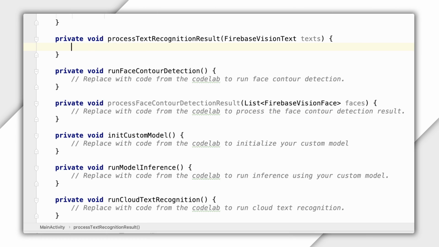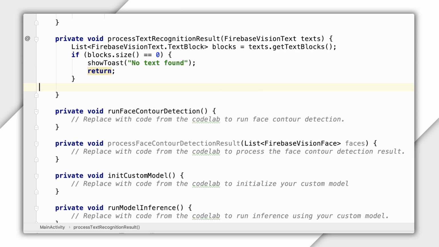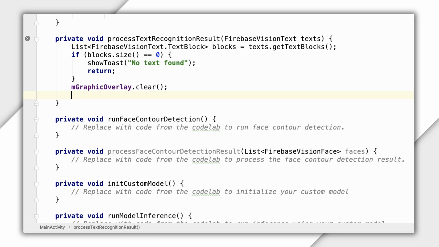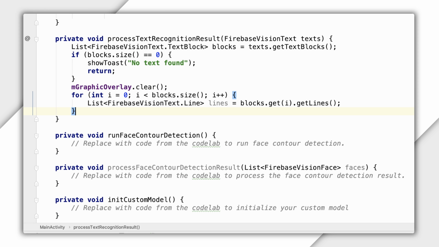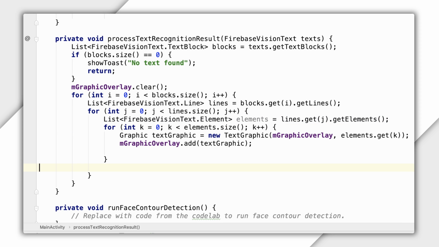Okay, here I am back at process text recognition result. First, I get the text blocks from the Firebase Vision Text object. If no text is found, I display a message to the user that no text was detected, and then return out of the function. Then I'm clearing away any text I had previously displayed on the screen. Time to iterate through the blocks in the Firebase Vision Text, then the lines, then the elements to get to the individual frames for individual words.